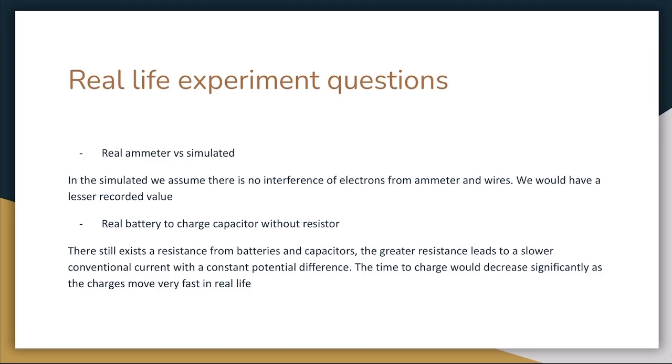And what about our real battery to charge our capacitor without resistors? There still exists resistance from the batteries and capacitors, with the same principle as our last question. So, the greater the resistance leads to the slower conventional current with a constant potential difference. The time to charge would decrease significantly as the charges move very fast in real life.